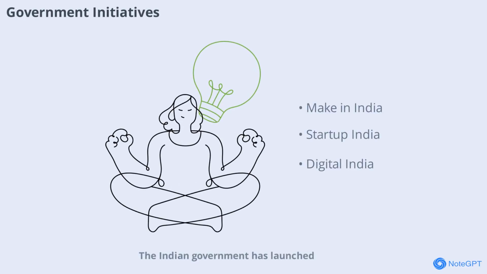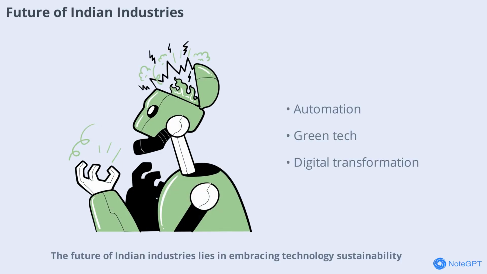The Indian government has launched several initiatives to promote industrial growth, such as Make in India, Startup India, and Digital India. These programs aim to boost manufacturing, encourage entrepreneurship, and foster innovation across sectors. The future of Indian industries lies in embracing technology, sustainability, and global integration. Automation, green technologies, and digital transformation will shape the next phase of industrial growth, creating new opportunities and challenges.